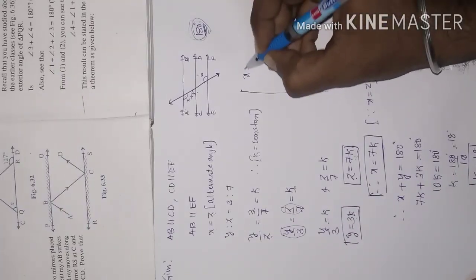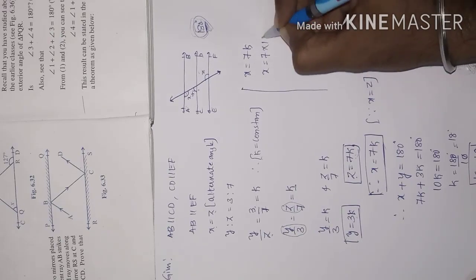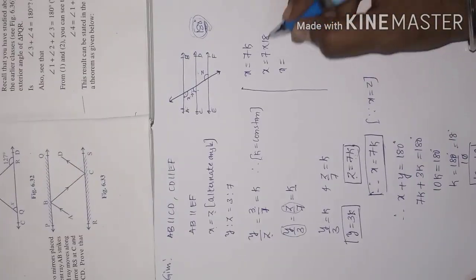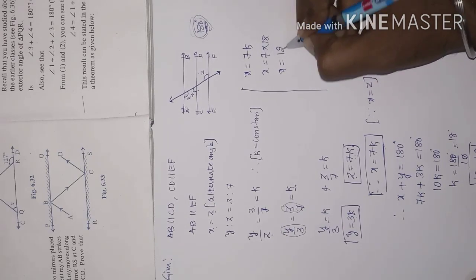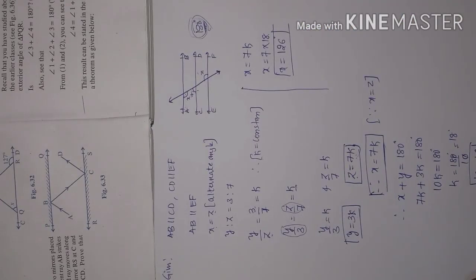What is the value of x here? x is equal to 7k, so x is equal to 7 into 18. 7 into 18 is 126 degrees. So this is the value of x. Clear with this? This is about the second question.